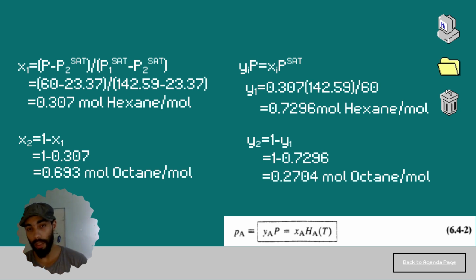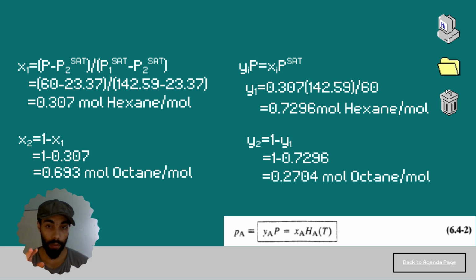Going to the gas phase, yi P equals xi P sat. The yi is the gas composition and the xi is the liquid composition. For hexane, y1 is equal to 0.307, which we just found, the liquid composition for hexane, times its P sat 142.59 over the process pressure, which is 60 kPa. This equation is also found in Richard and Felder in section 6.42, as shown in the image.